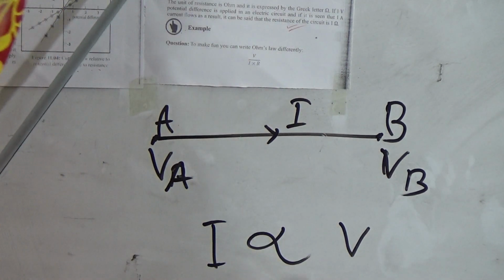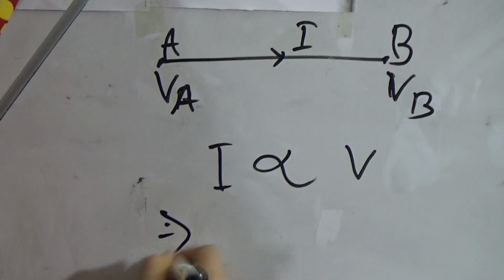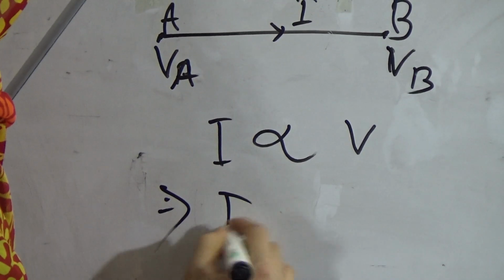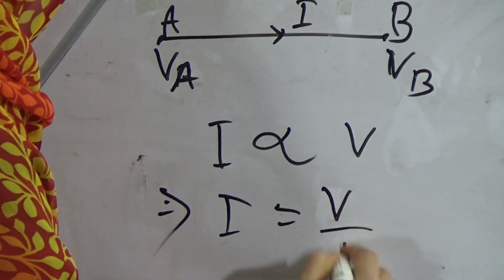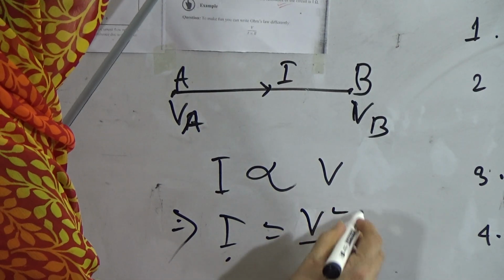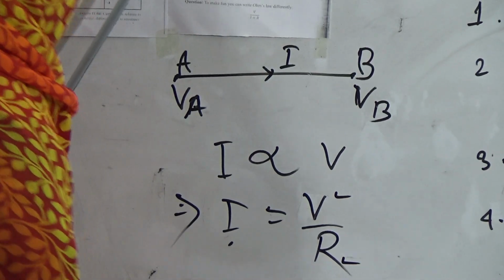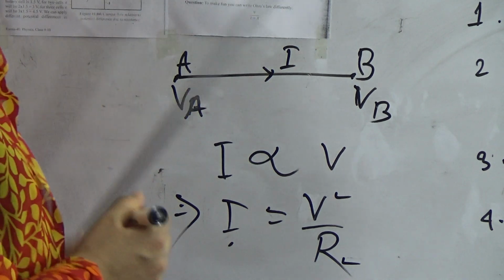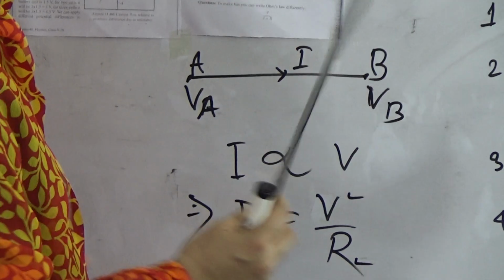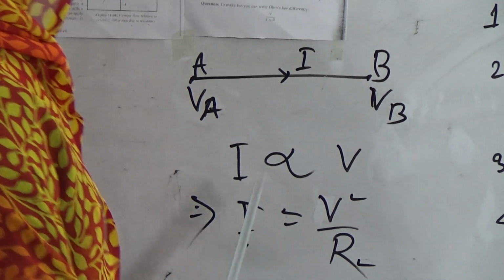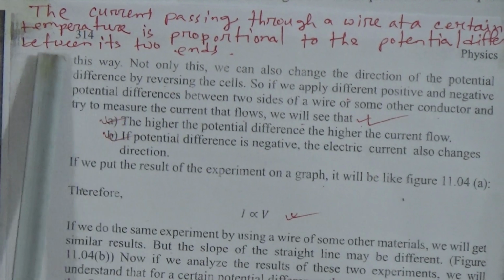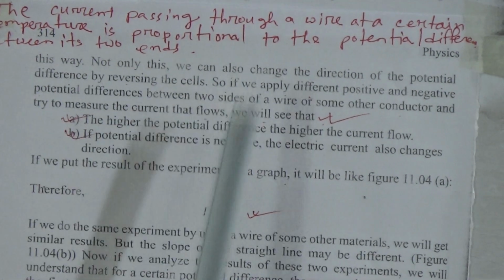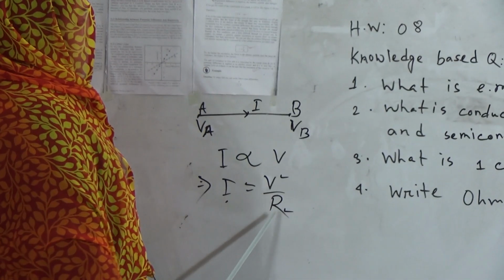From this equation we can write I equals V divided by R. Here I is electric current, V is potential difference, and R is resistance. My dear students, this is Ohm's law, and you have to learn this Ohm's law properly. The current passing through a wire at a certain temperature is proportional to the potential difference between its two ends. That is, I proportional to V, or I equals V divided by R.